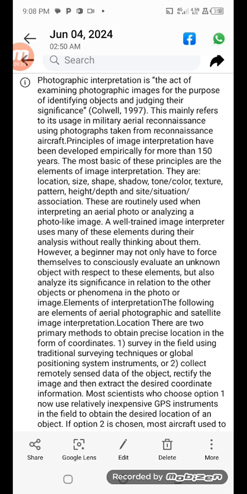You can look at pattern, how the items are organized. You can also use the height and depth to interpret. You can also look at the site or situation or association. For example, if we have huts, you expect close by maybe we should be having washrooms.